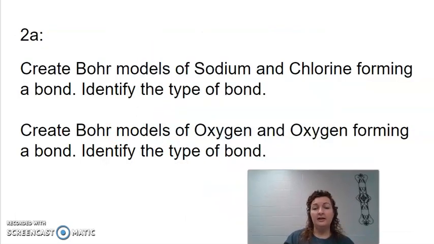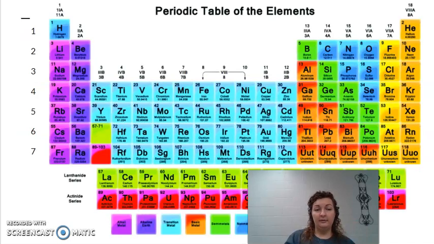All right, now you are asked to do some Bohr diagrams and show the bonding happening, right? So we need to look at this first one. Sodium and chlorine are going to now form a bond. So in order to do a Bohr diagram, we have to go back to the periodic table. So here's sodium. I know I'm going to draw 3 shells because it's in period 3. I'm in group 1, which means I have 1 valence electron.